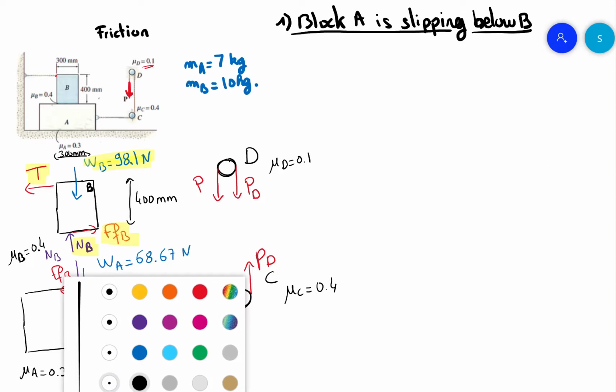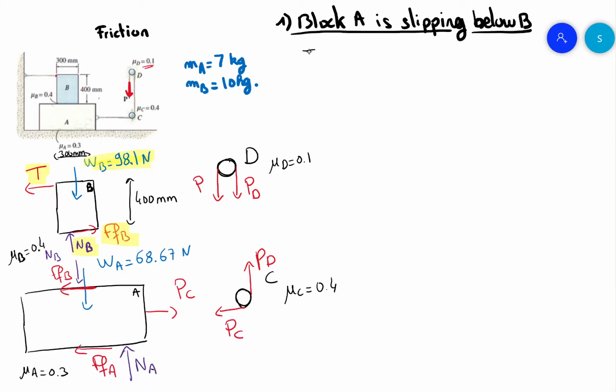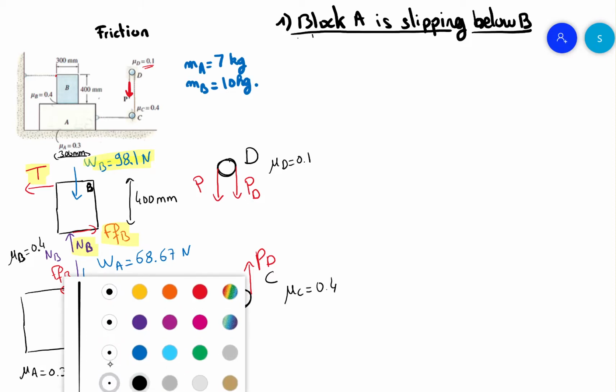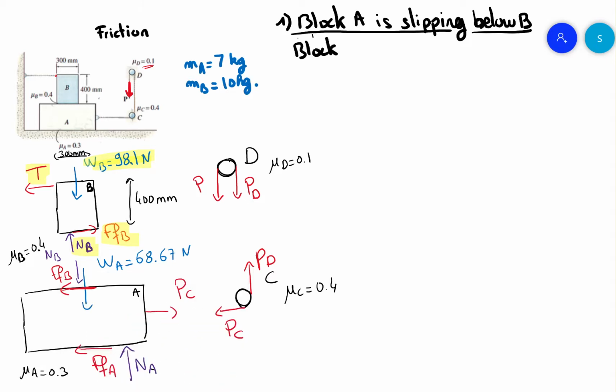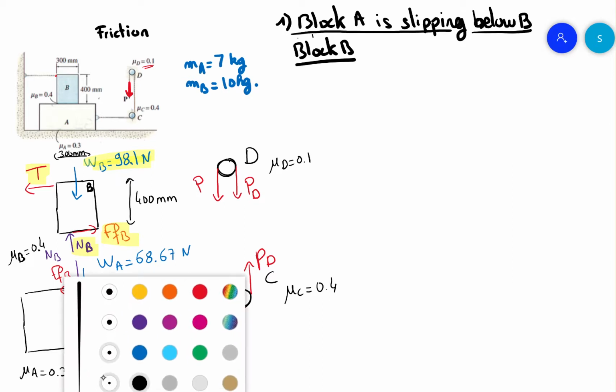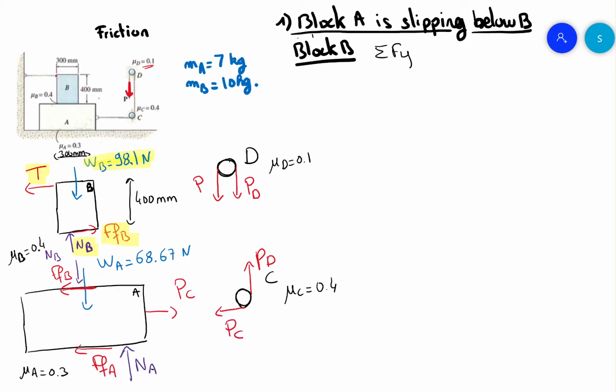So when the block A is slipping, the first expression that we will use is the sum of the forces on the Y equal to 0 on the block B. So we are on block B. We use the free body diagram of the block B and the equation of equilibrium on the block B. So sum of the forces on the Y is equal to 0. We have minus WB plus NB equal to 0. So NB is equal to 98.1 Newton.